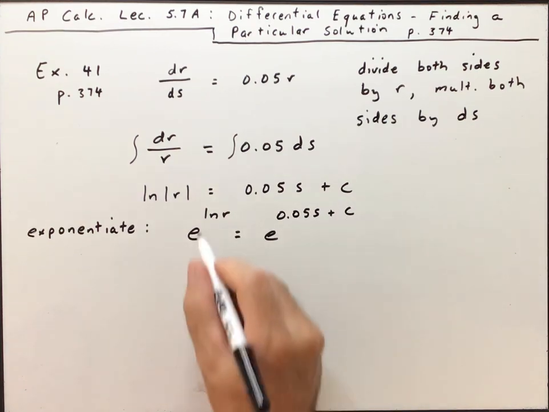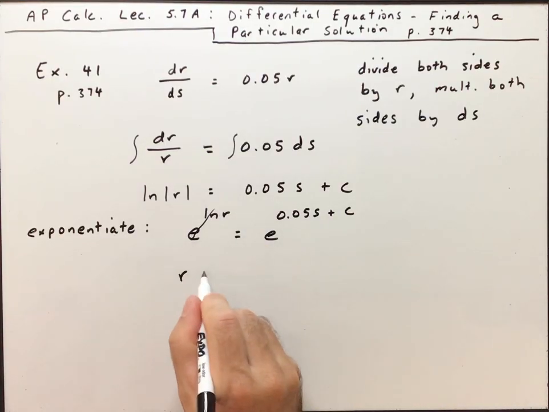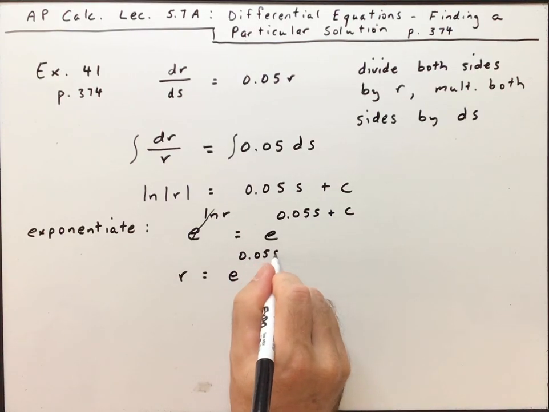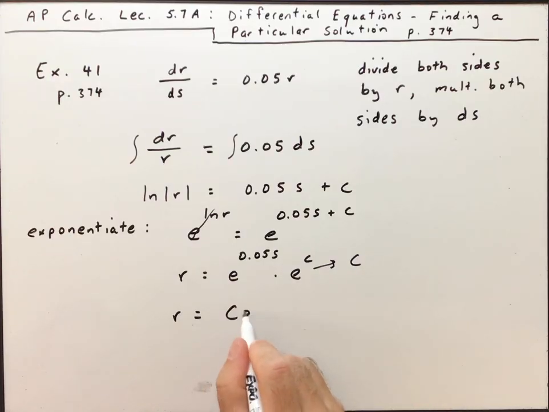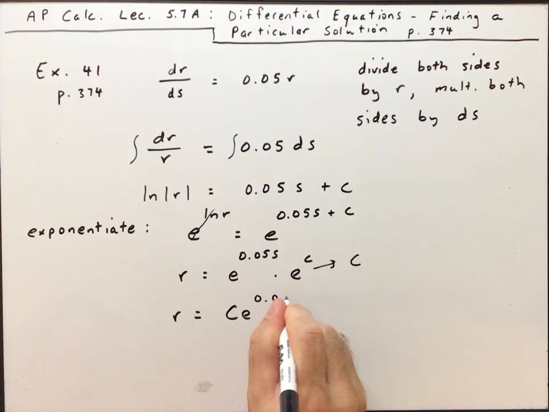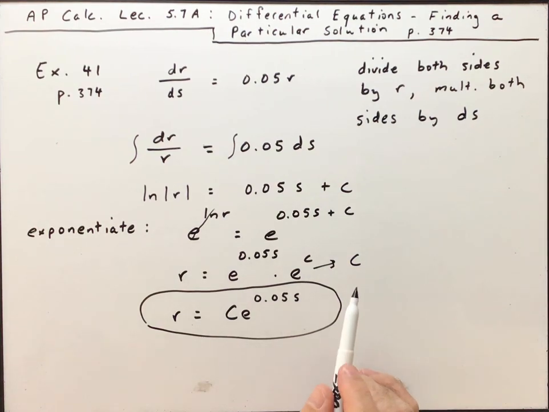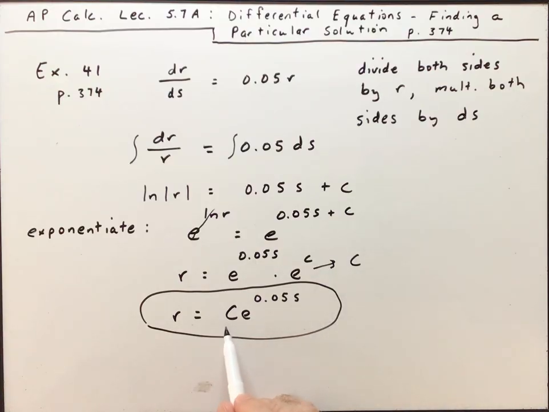And now e and natural log cancel each other out, and you have r is equal to e to the 0.05s times e to the c. Remember us doing that, where e to the c is just c. So r is equal to c e to the 0.05s. And that is the way you need to write that general solution. So I want to remind you how we exponentiate and how we bring that constant out front and make it a c, which we of course have done quite a bit already.